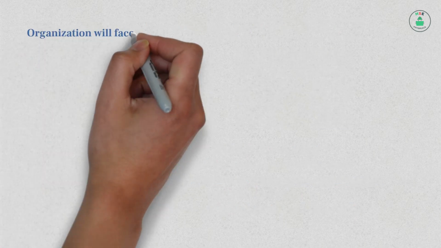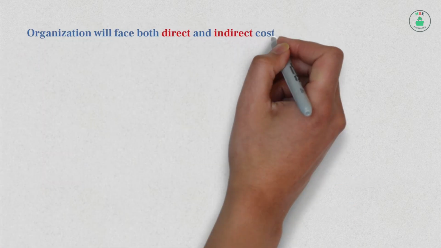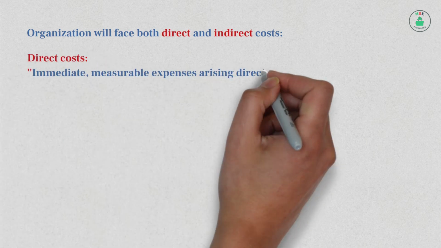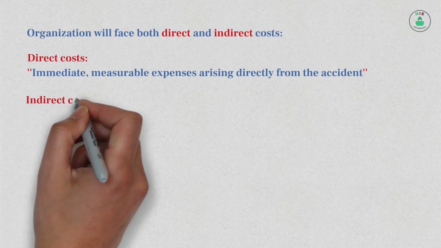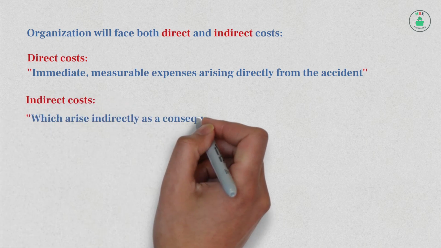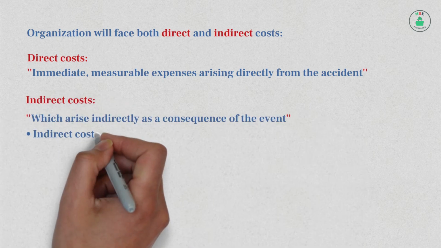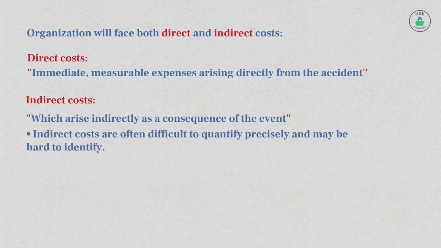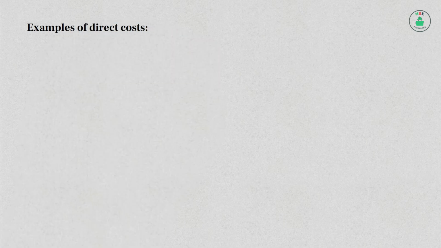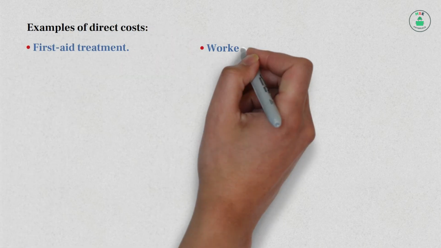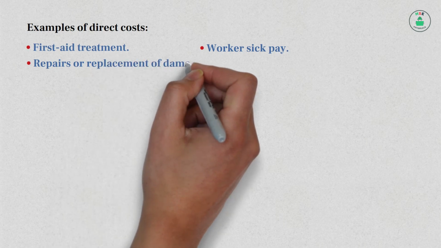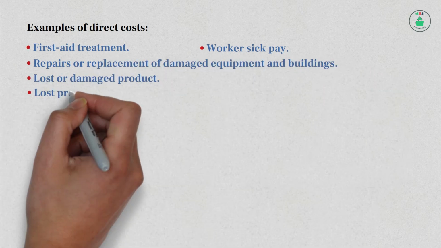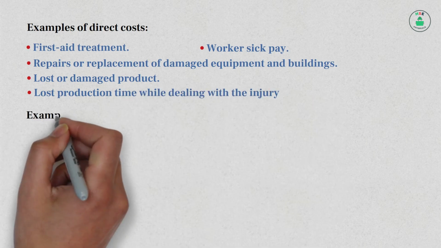When an accident occurs, the organization will face both direct and indirect costs. Direct costs are the immediate, measurable expenses arising directly from the accident. Indirect costs are those which arise indirectly as a consequence of the event. Indirect costs are often difficult to quantify precisely and may be hard to identify. Examples of direct costs: first aid treatment, worker sick pay, repairs or replacement of damaged equipment and buildings, lost or damaged product, lost production time while dealing with the injury.